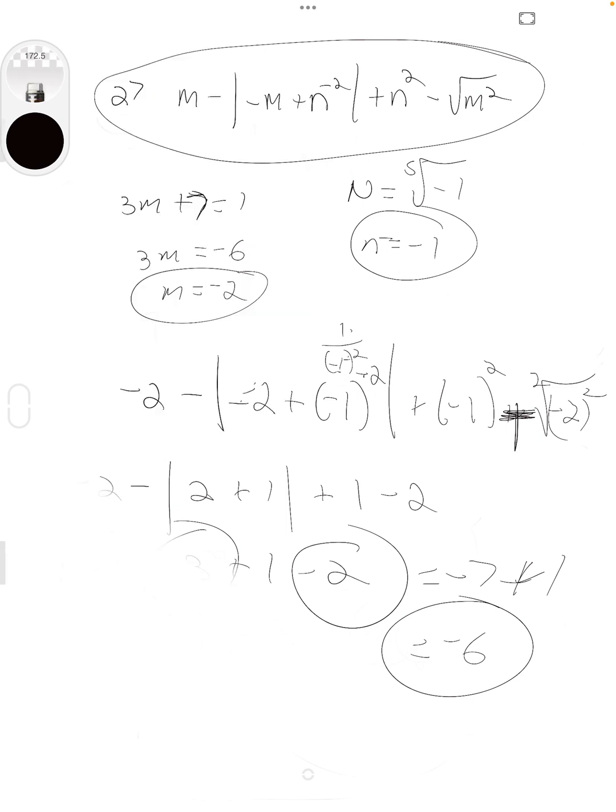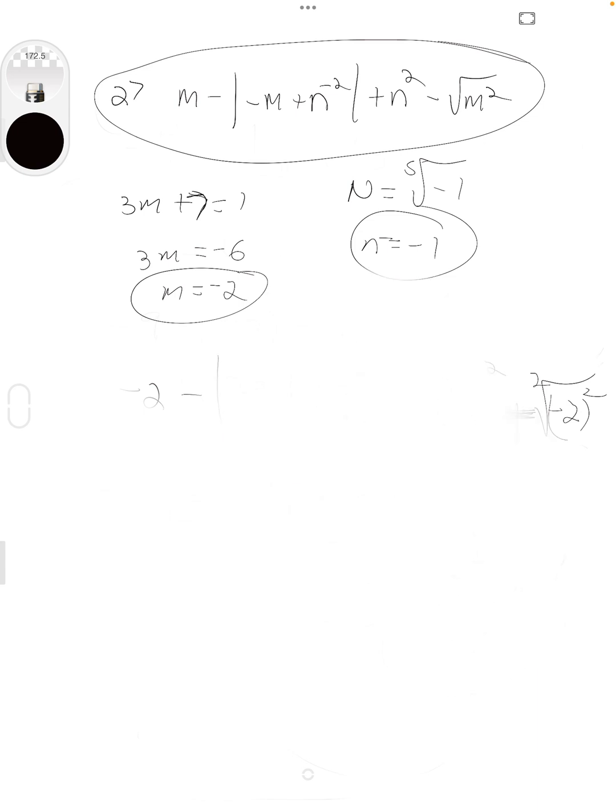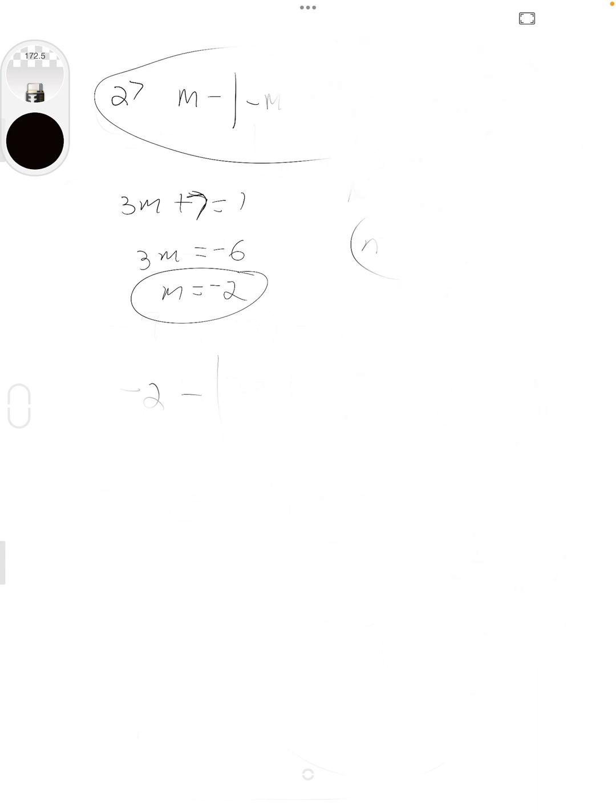Again, when you do these, you just do it step by step by step and get to the answer. There's no way you'll get that just by doing it in your head. You have to do at least as much writing as I do when I do these to get these right. Okay, number 28. Only 3 more to go.